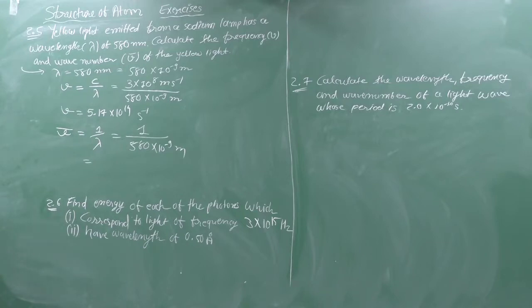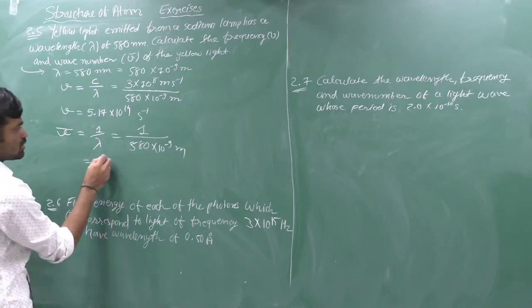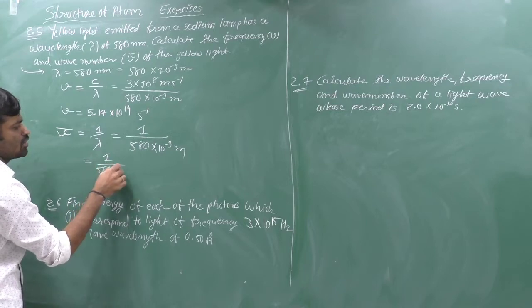And if we convert it into centimeter, then it is 1 upon 580 into 10 raised to minus 7 centimeter.